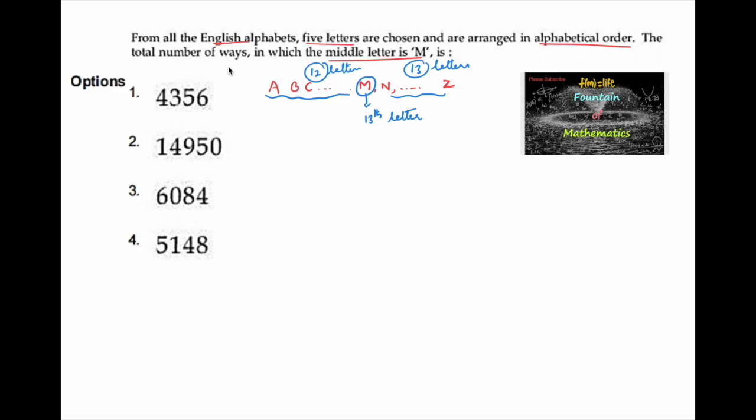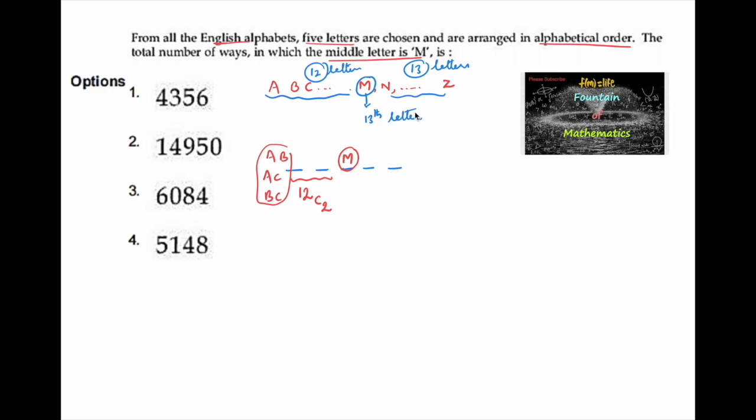We need to arrange 5 letters in such a way that M is always placed in the middle and these letters should be in alphabetical order. So before M, these 2 letters should be in alphabetical order, which can be selected from the 12 letters. So out of 12, we have to select 2 letters. We are not supposed to arrange it because we need alphabetical order. For example, AB, or AC, or BC. So this is how we can select in 12C2 ways.